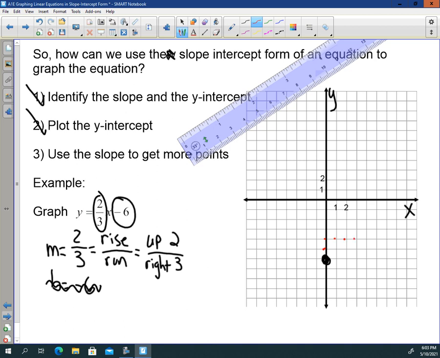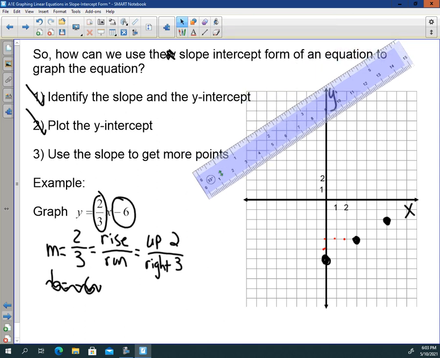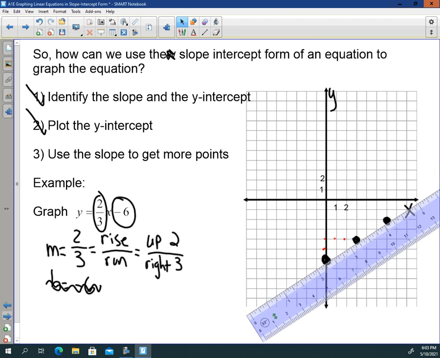My calibration is off so those points aren't exactly right, but 1, 2, 1, 2, 3. Here you go, right there. That's another point on that line. Now, it says use the slope to get more points, so you could do it again. You could go up 2 and to the right 3 and get another point right there. And then all you'd need to do is grab a ruler, line it up on those points, and draw your line.